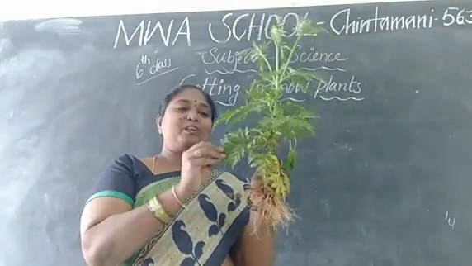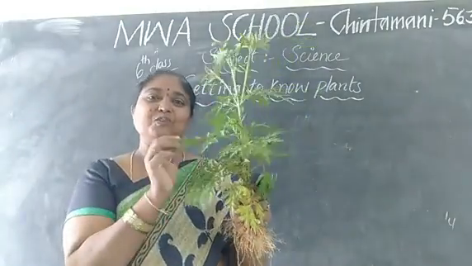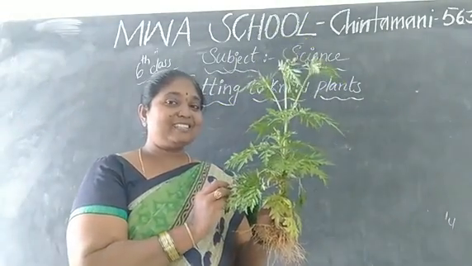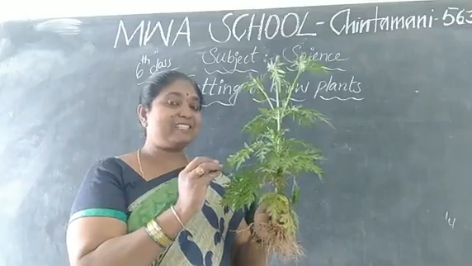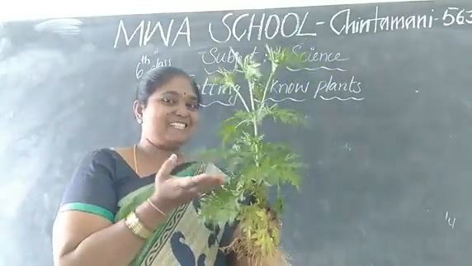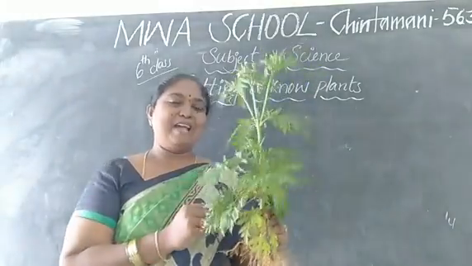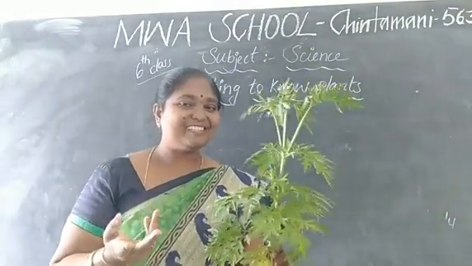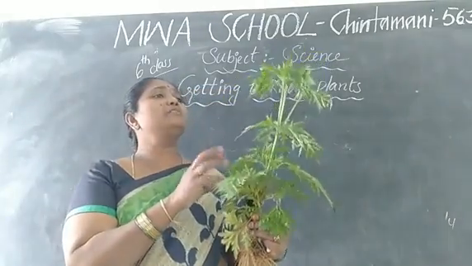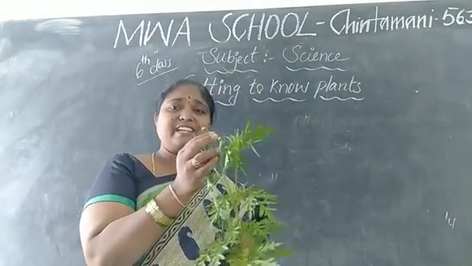Then what are these? These are the leaves. The leaves are what prepare the food for the plants. It's the kitchen for a plant. Do you know, children? And here we can see something.